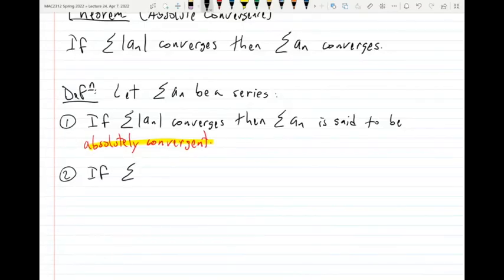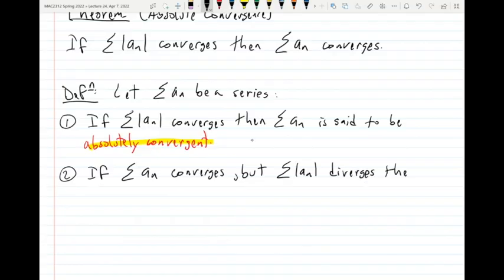So if the series AN, now I didn't put absolute value, if the series AN converges, but when you do absolute value it diverges, then AN is said to be conditionally convergent.